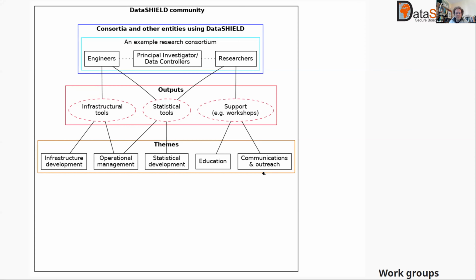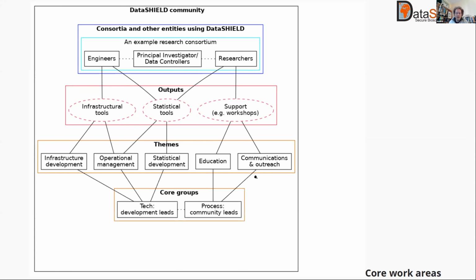And then if we broadly divide these themes, we can divide those into two core groups, which are the tech side of things and then the process side of things. And this is the way that we propose things work. So these are the core work areas, and there'll be a lot of overlap. People will participate in probably several of these different themes and contribute to different outputs and so on.